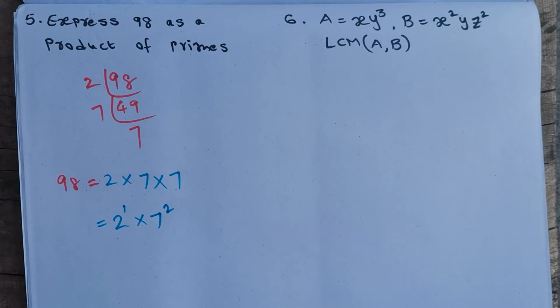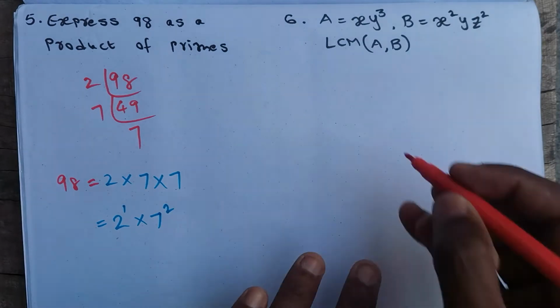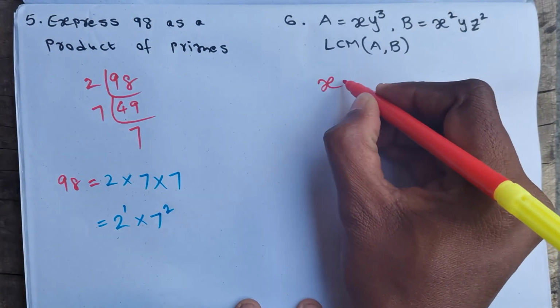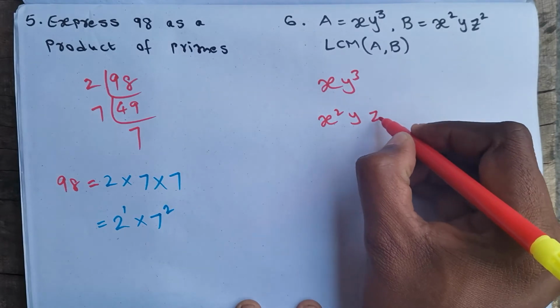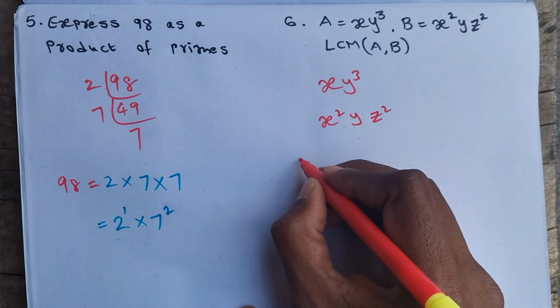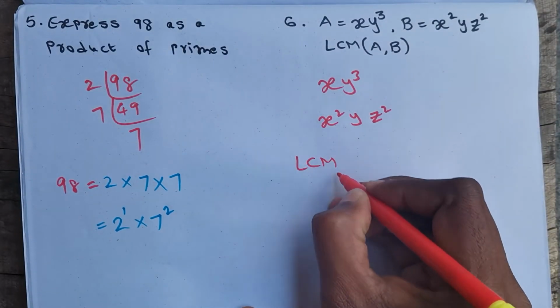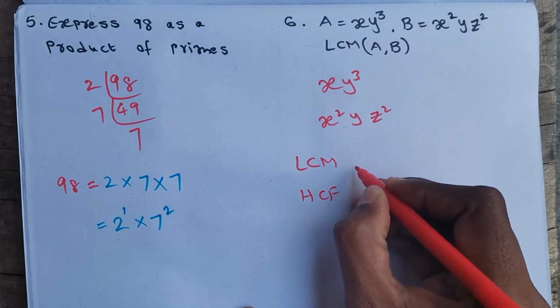Next one, a is equal to x times y cube and b is equal to x square y z square. Then he's asking to find the LCM of those two numbers, x y cube and x square y z square. So sometimes he will ask to find LCM and sometimes he will ask to find HCF also.